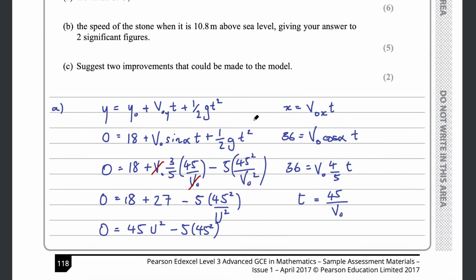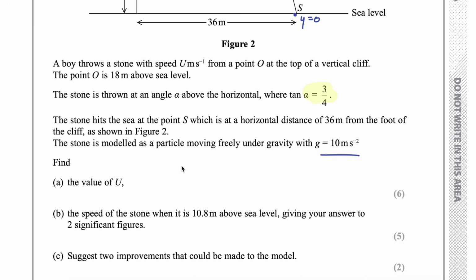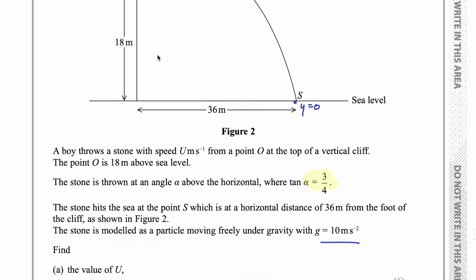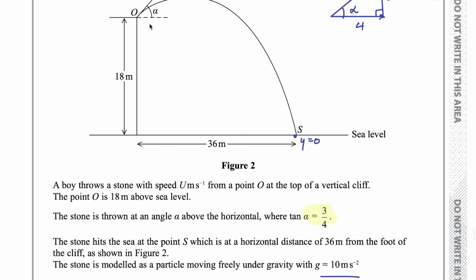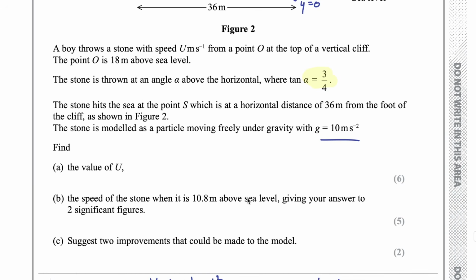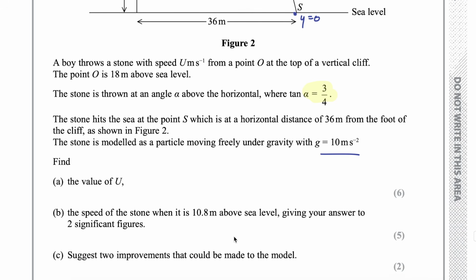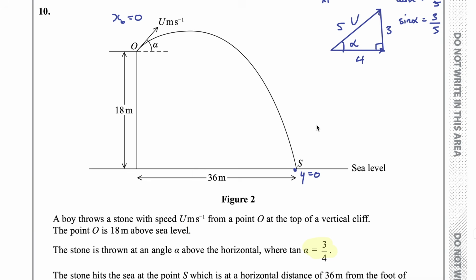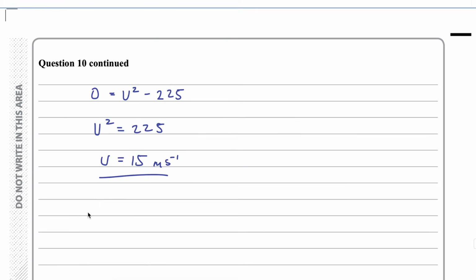So that was part A. Part B says find the speed of the stone when it is 10.8 meters above sea level, giving your answer to two significant figures. So the first thing we need to figure out is how far it's fallen. If it started at 18 meters, then it's fallen 7.2 meters. And to find the overall speed, we're going to break this into a vertical and a horizontal vector as we did before. So let's get started on B down here.